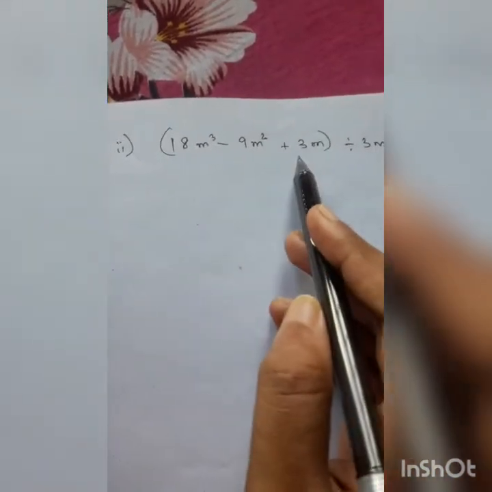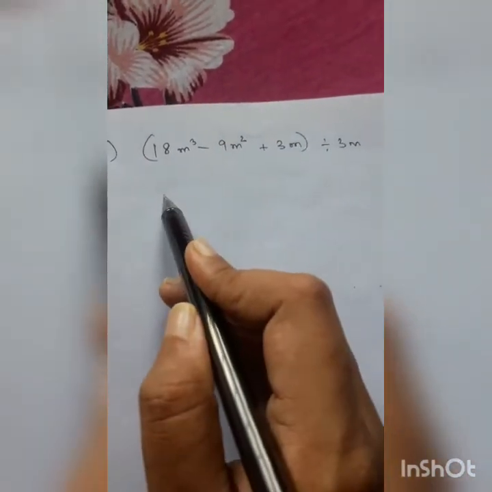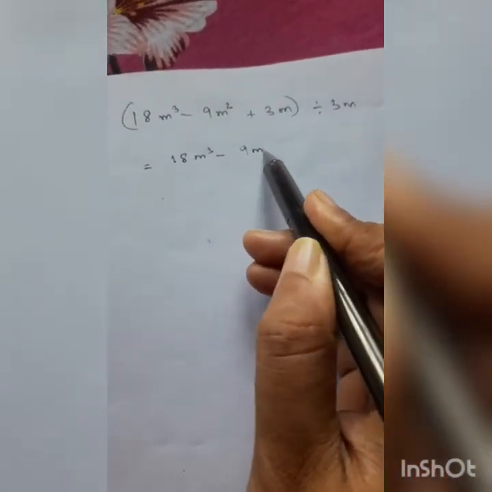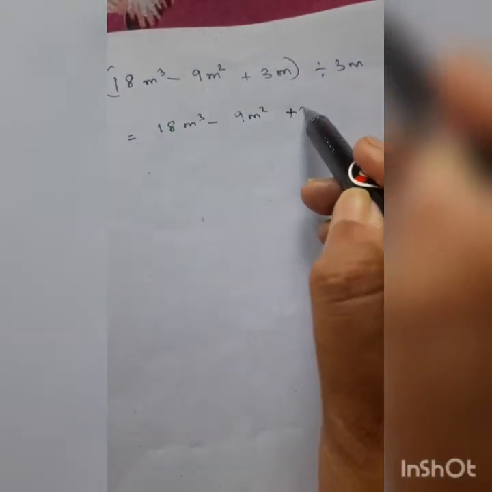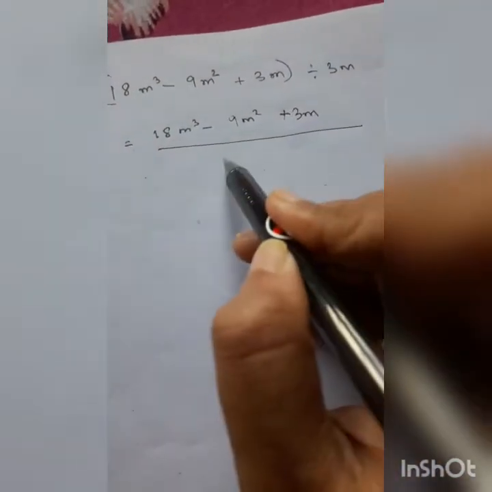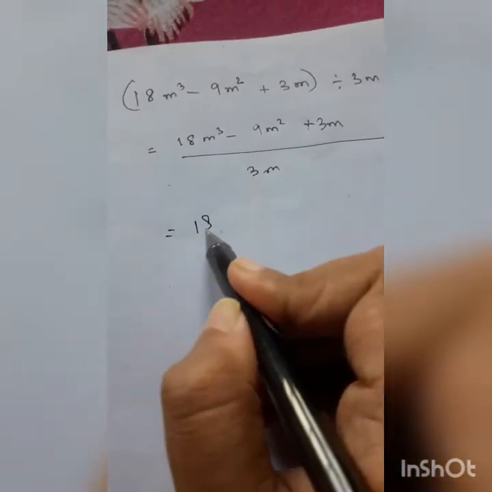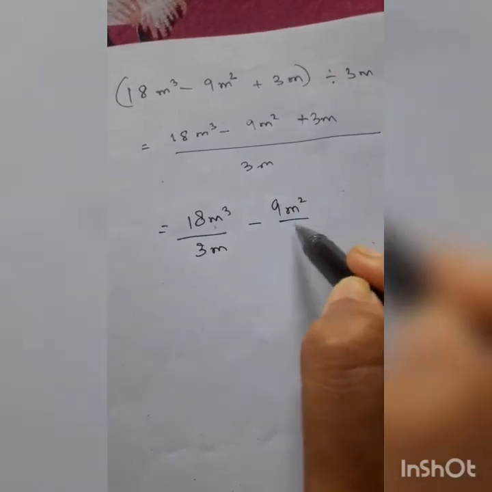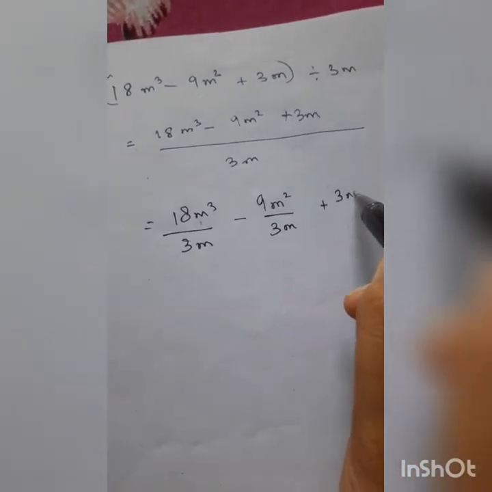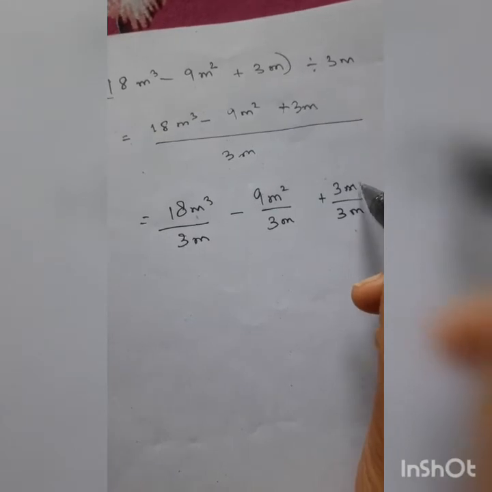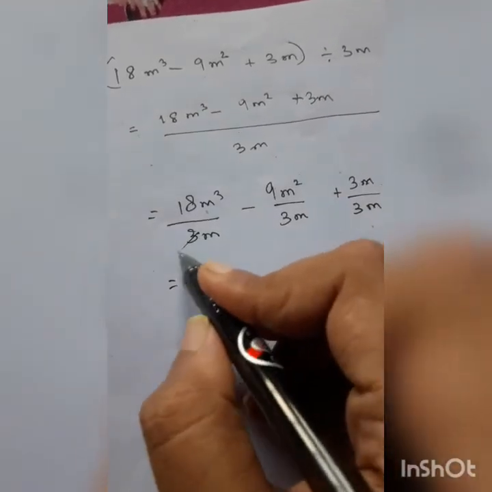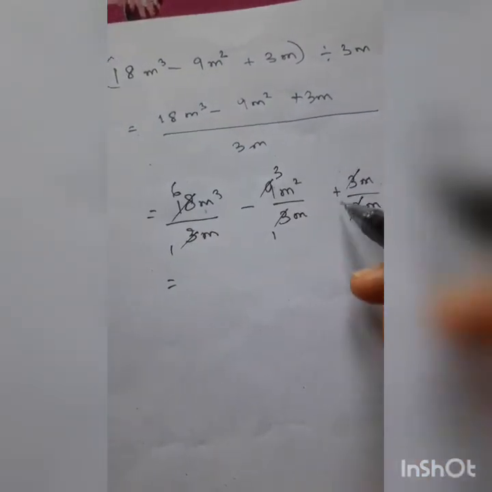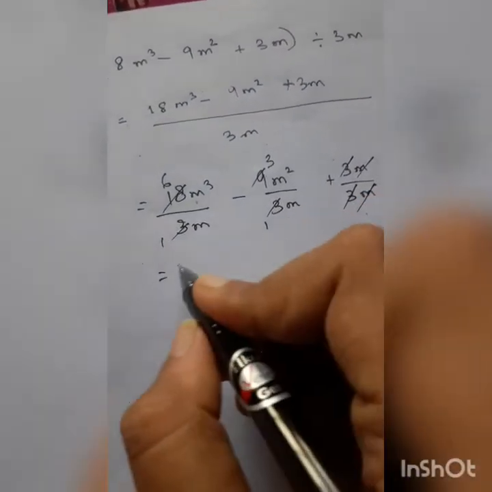So each of the terms of this trinomial will be divided by 3m. So we will have 18m cube minus 9m square plus 3m whole divided by 3m. So 18m cube by 3m minus 9m square by 3m and plus 3m by 3m. So this will become 3 ones are 3, 3 sixes are 18, 3 ones are 3, 3 threes are 9, 3 and 3 will cancel, and here m and m also you can directly cancel.